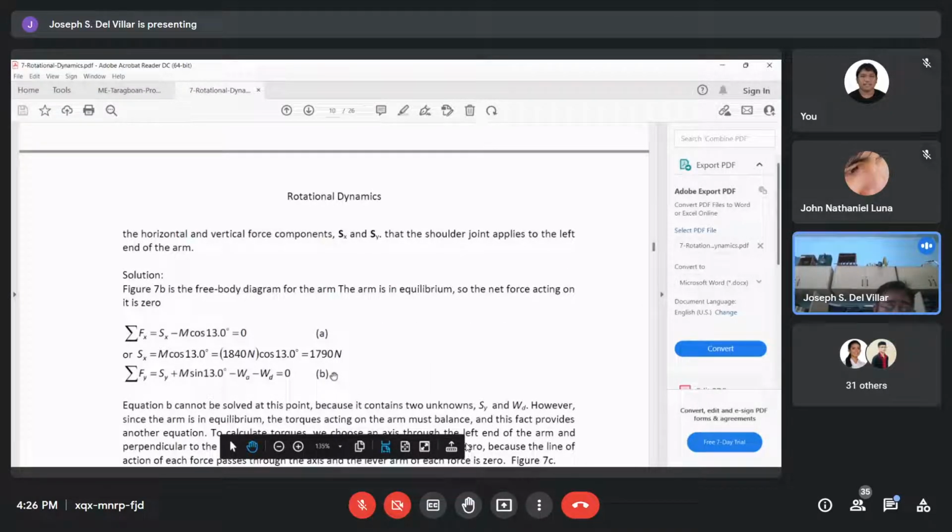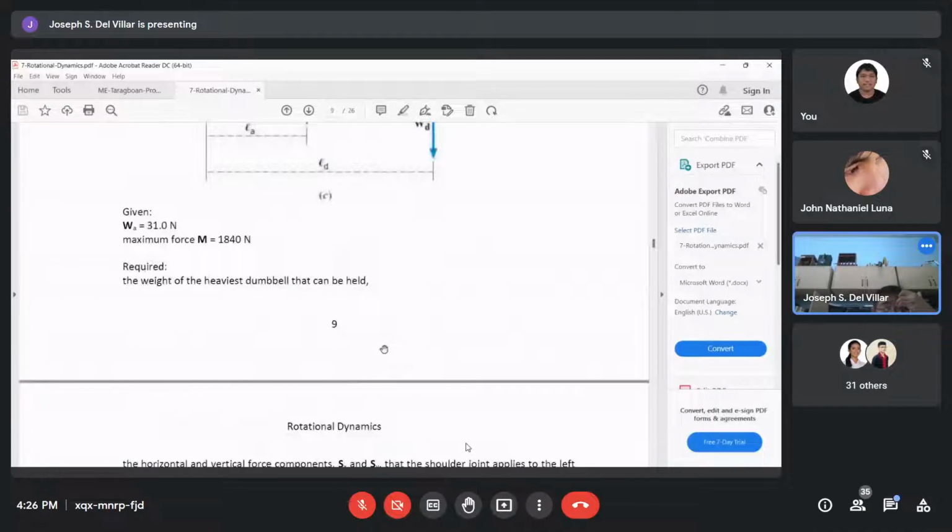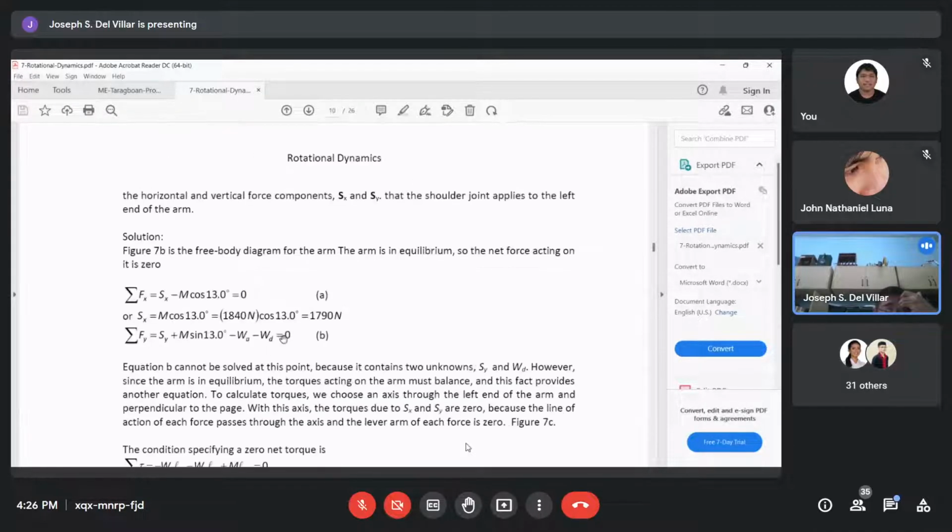Now, this equation B, is the weight of the... given? Yes. Only the weight of the arm is given. So this equation B, we cannot solve. Why? Because Sy is unknown and the weight of the dumbbell is also unknown. Even though the weight of the arm and M are given, there are still two unknowns here, S sub Y and WD. So we cannot solve, right? Because we have one equation and yet there are two unknowns. So, where are we going to get the other equation?